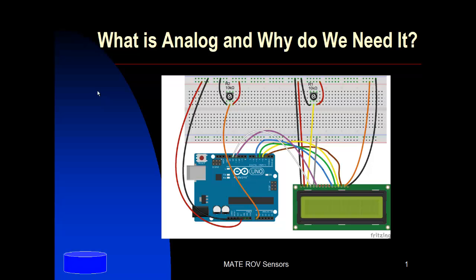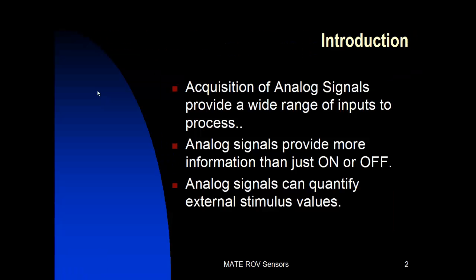Well, what is analogs? What are analog signals and why do we need analog? Our acquisition of analog signals provides us with a wide range of inputs to process. And the analog signals will provide us with more information than just on or off states. And the analog signals can quantify external stimulus values. A sensor or other input device can provide you with ranges and various values depending upon its position.